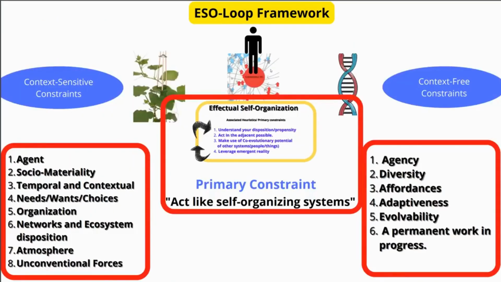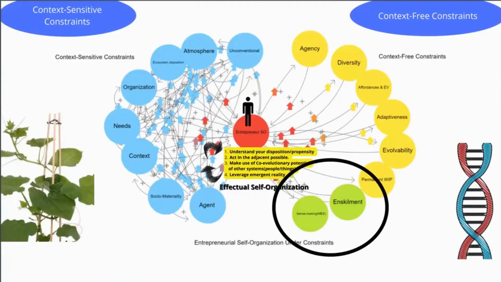So that's the end of the introduction to the entire Eso-Loop framework. It has 8 default context-sensitive constraints and 6 default context-free constraints. But in the praxis part, I added 2 more context-free constraints. They are enskillment and enactive sense-making. That makes a total of 8 context-sensitive constraints and 8 context-free constraints, balancing both sides. So that's the end of the introduction to the 3 core parts of the Eso-Loop framework.